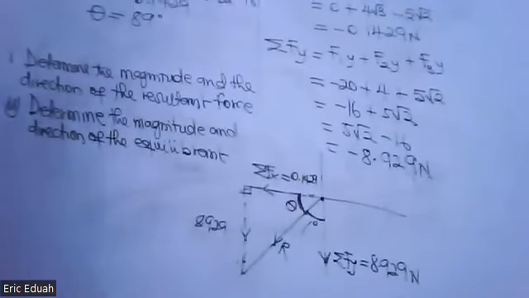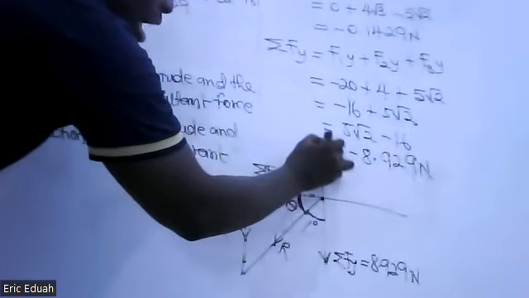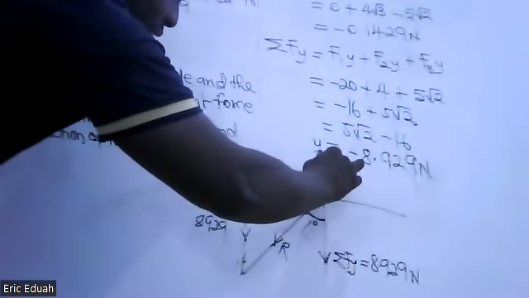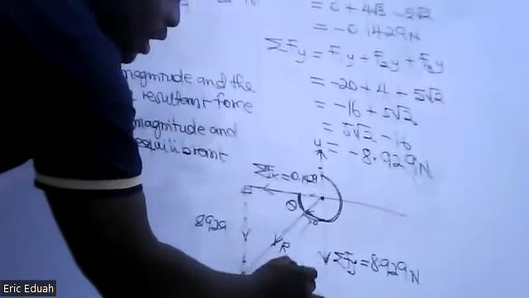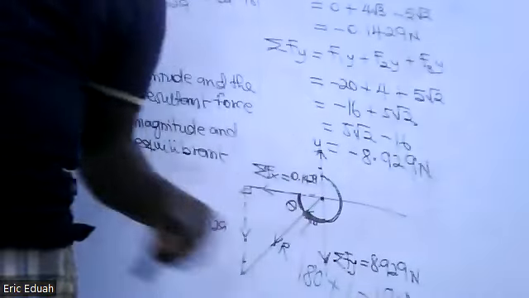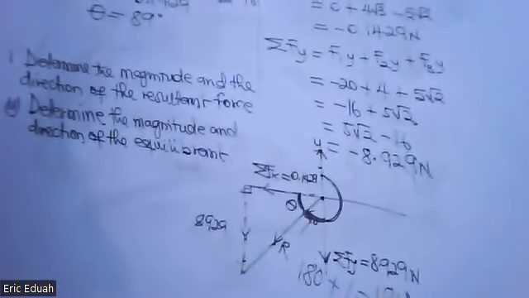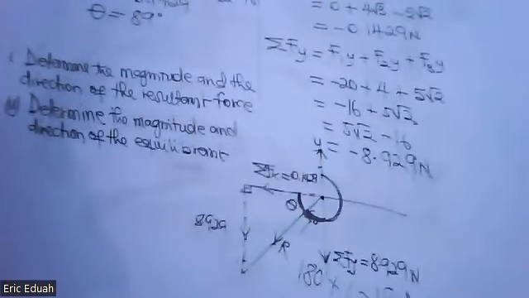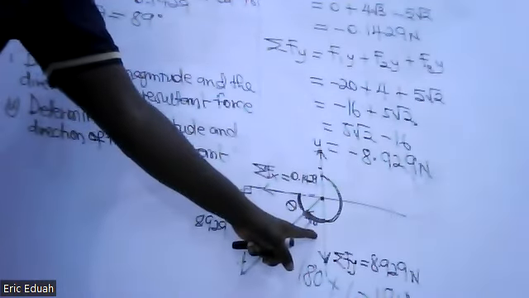Good. Now let's look at how you take the direction. If I'm standing at the y-axis to locate the direction of the resultant, then I have to turn through this angle. So to turn through this angle to locate the direction of the resultant, it will be equal to 180 plus 1, giving me 181 degrees. This is the direction of the resultant. Are we okay? Yes. All right, so we have determined the magnitude and the direction of the resultant force.